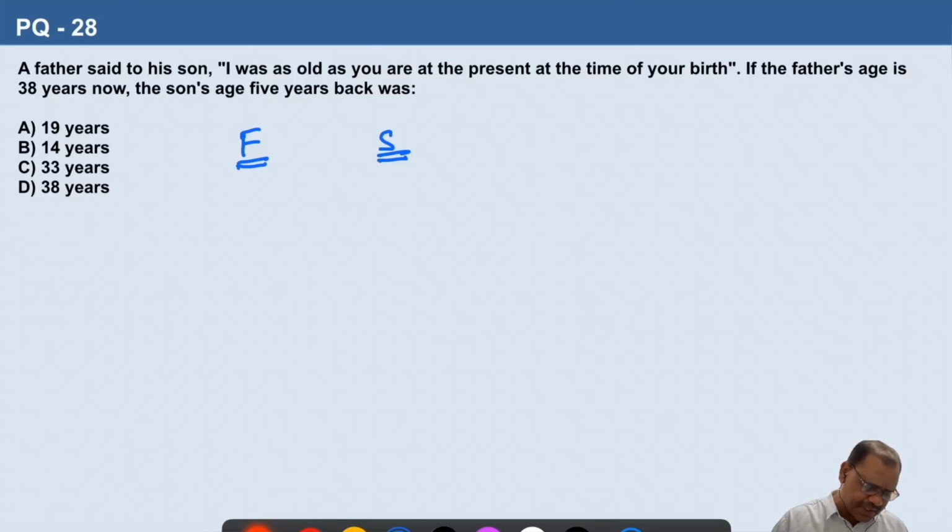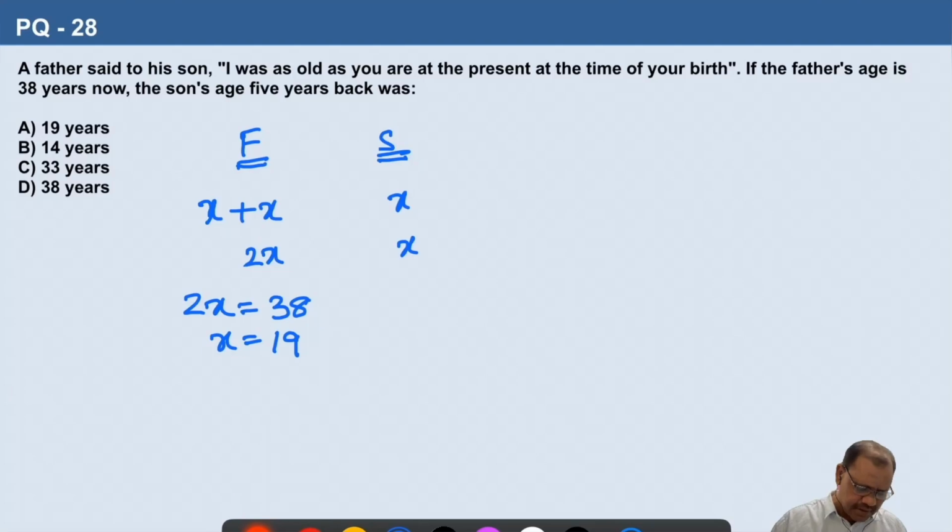so present age of son, let us assume as x, and father's age at the time of birth of the son is also x, and present age of father is one more x. So 2x is the present age of the father, x is the present age of the son. So it is given that father's age is 38 years now. So 2x is equal to 38. So x is equal to 19. So father is 38 and son is 19 presently.